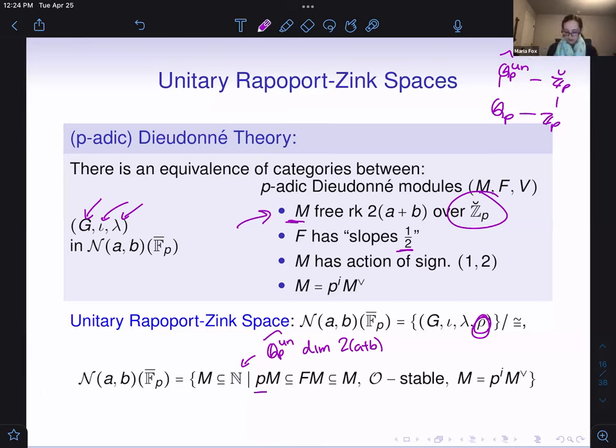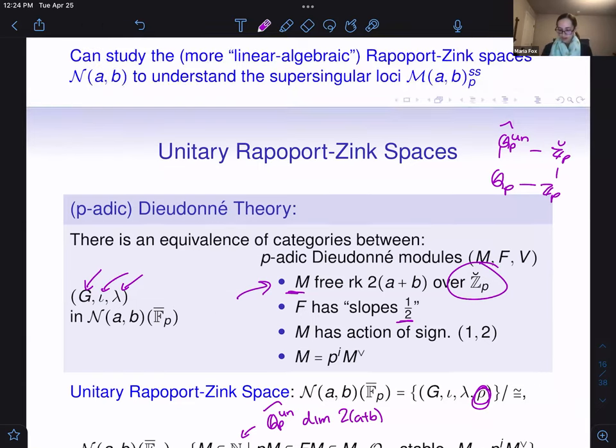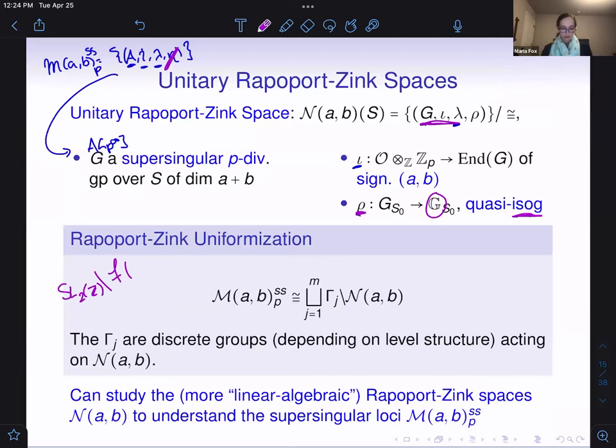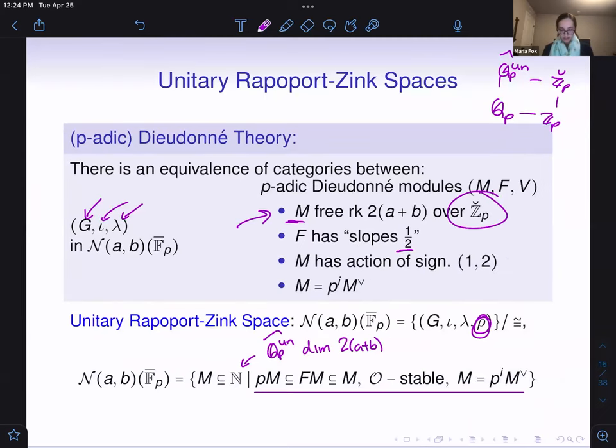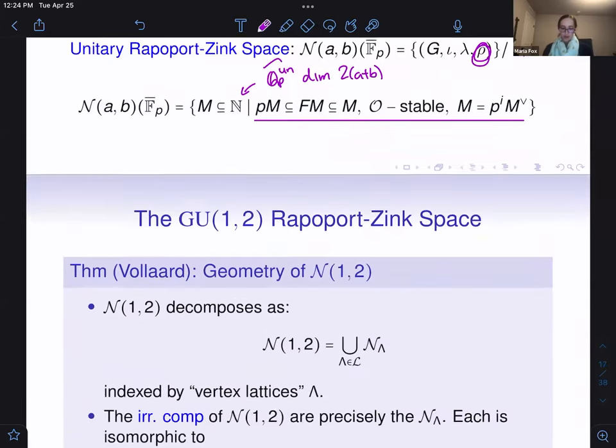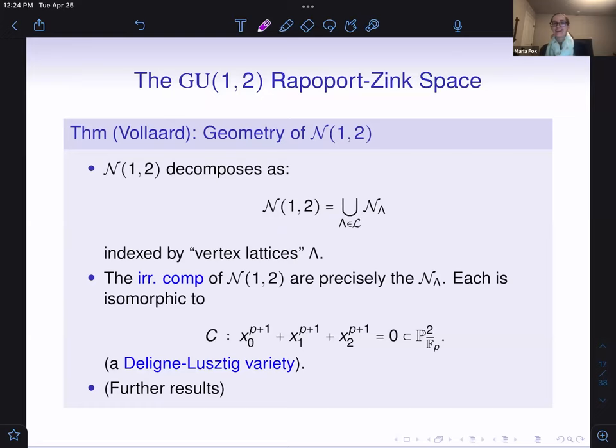Even though there's quite a bit of linear algebraic data, it's still simpler than our original problem of studying p-divisible groups, or before that, studying abelian varieties. So that's the reason why we might want to use Rapoport-Zink uniformization. This is a technique that Vollaard used studying the signature 1-2 Shimura variety.